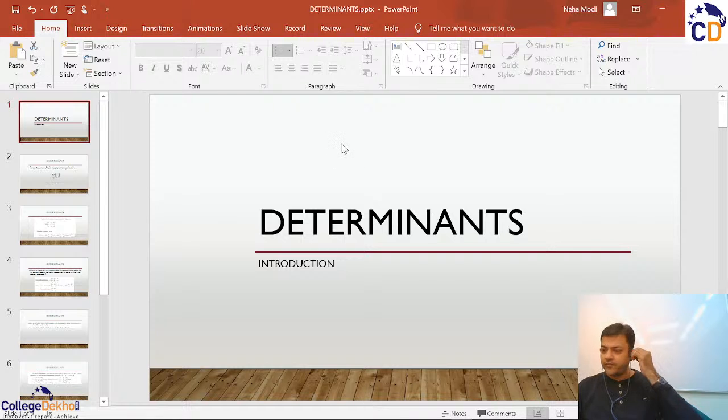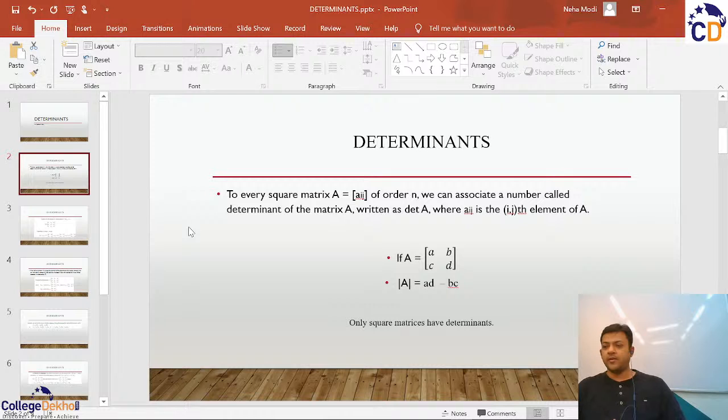Okay, good evening everyone. Today we are starting with the topic of determinants and we'll also discuss what are cofactors and minors of a determinant. Okay, so we'll start with what is a determinant first.